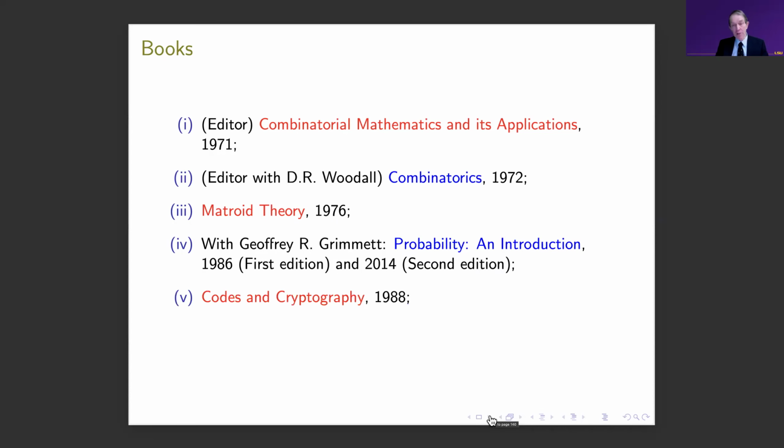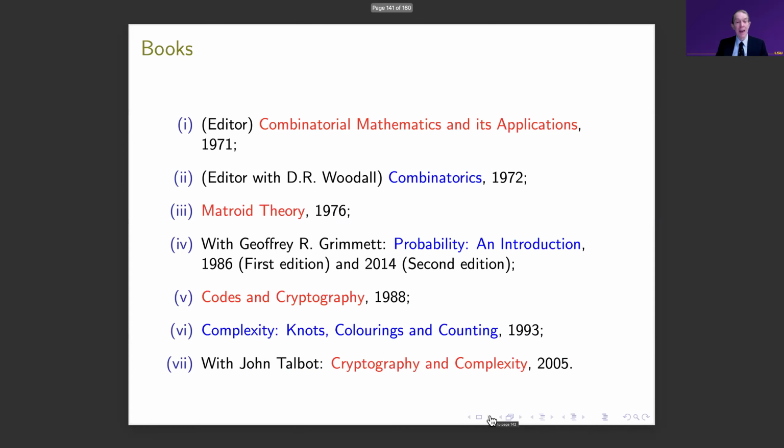He wrote a book on codes and cryptography in '88, a book on complexity, knots, colouring and counting in '93, and a book with John Talbot, Cryptography and Complexity. That was in 2005. Now remember 2005, that was the year that Dominic retired. So he was active right up until he retired and even beyond then.